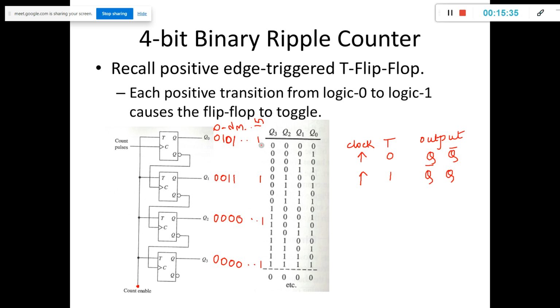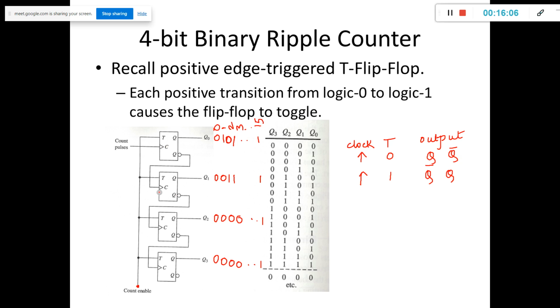Whenever it becomes 1 1 1, it will toggle back to 0 0 0 0. Again, the next counting sequence starts. Right? So you should see it like this: 0 0 0 0, state 0. 0 0 0 1, state 1. 0 0 1 0, state 2. 0 0 1 1, state 3.